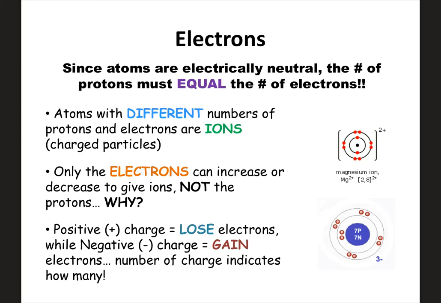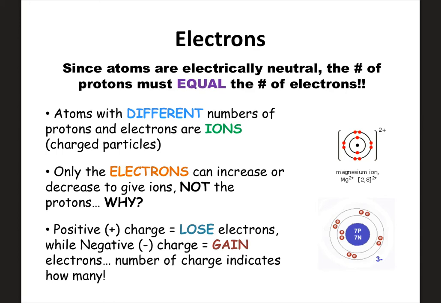Atoms that have different numbers of protons and electrons are called ions. Ions are charged particles, meaning they would have a plus or a minus charge. Sometimes the protons do not equal the number of electrons, and this is called an ion. But only the electrons can increase or decrease to give ions, not the protons. Why can't the protons change? Think about this. If you change the number of protons, you would change the element. Each element has a specific atomic number, a specific number of protons.